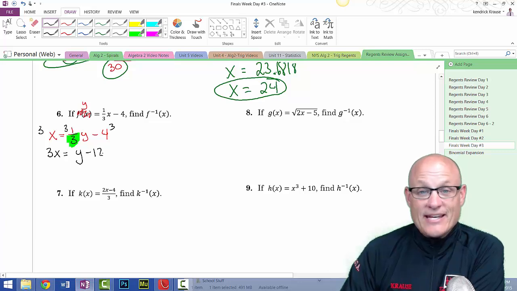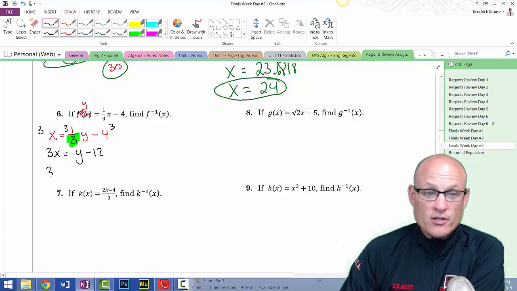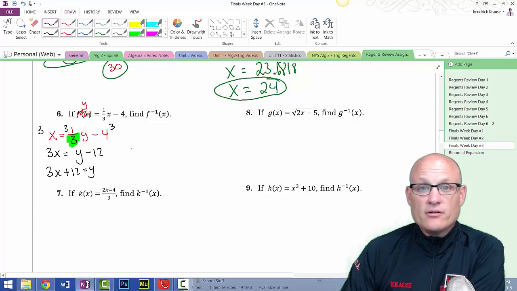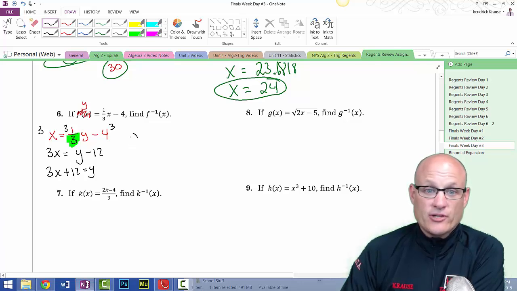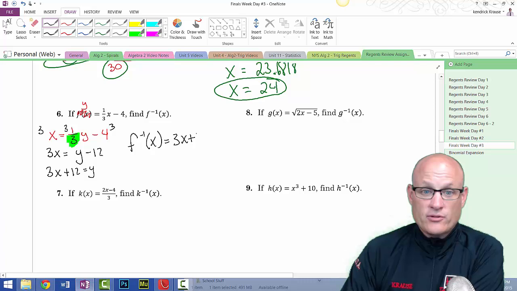Well, to find the inverse, you have to get y alone. So I just have to bring the 12 over. 3x plus 12 equals y. Now, you're not in 4th grade anymore. You've got to give me your answer in grown-up fashion. Grown-up fashion says you're going to write f inverse of x is equal to 3x plus 12.